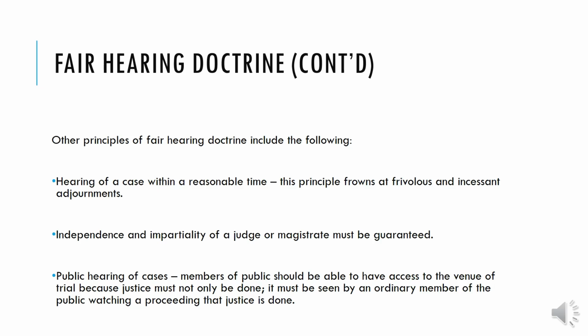Then the judge must be independent. The judge has to be impartial, even if a private citizen is suing the government. Despite the fact that the judge was employed by the government, the judge must still exercise independence. That independence of the judiciary and impartiality has to be there. It's part of the rule of fair hearing.